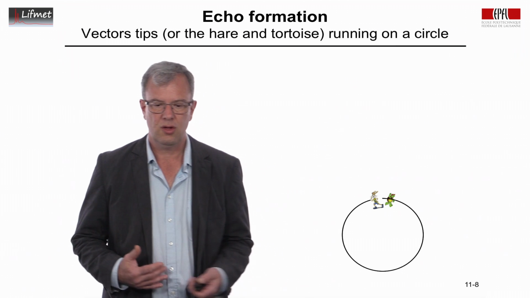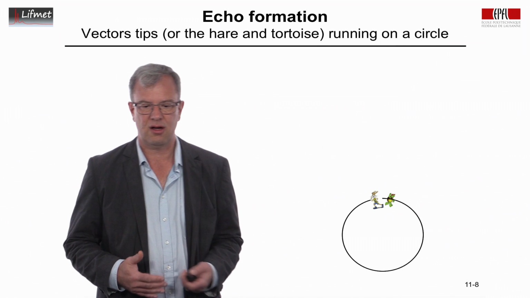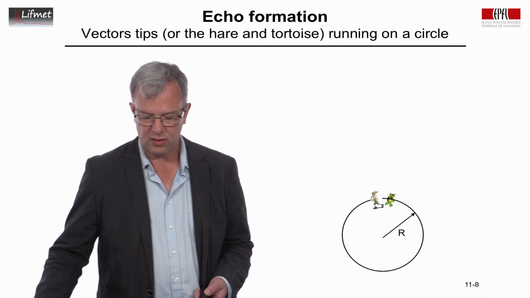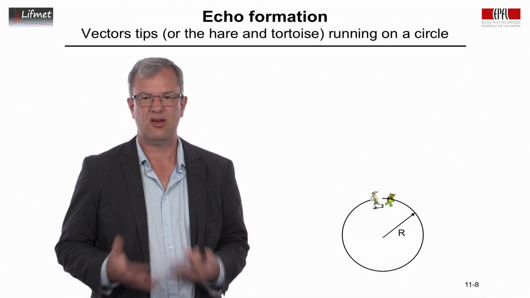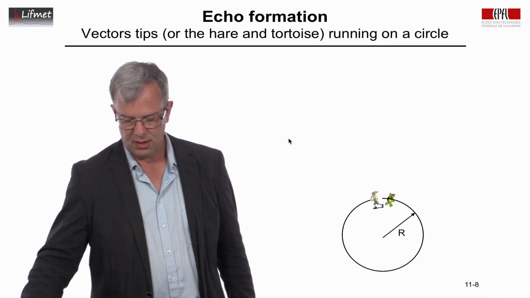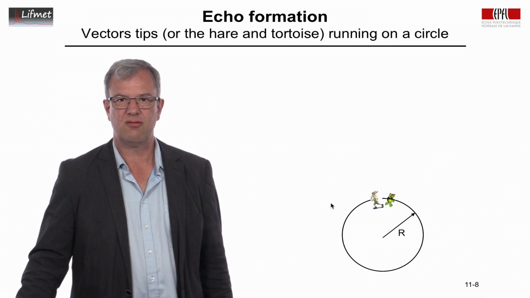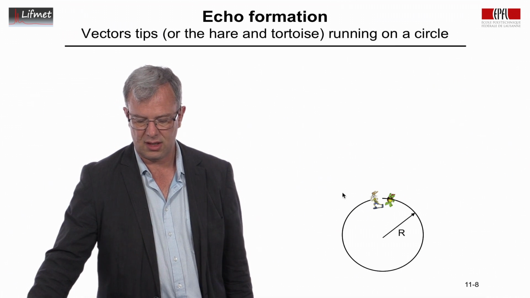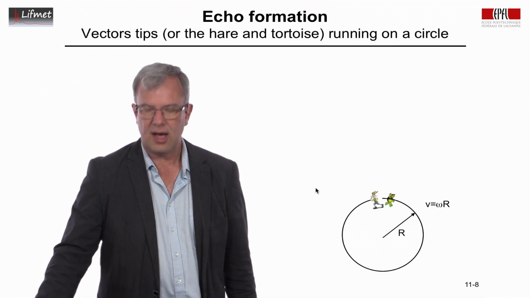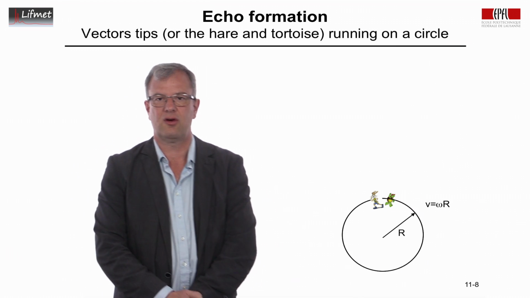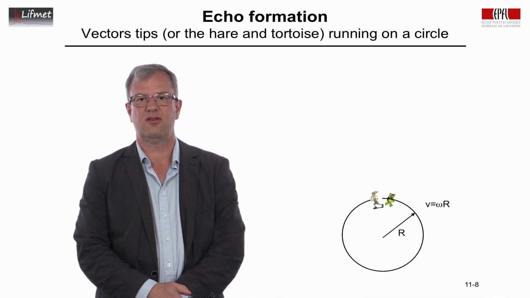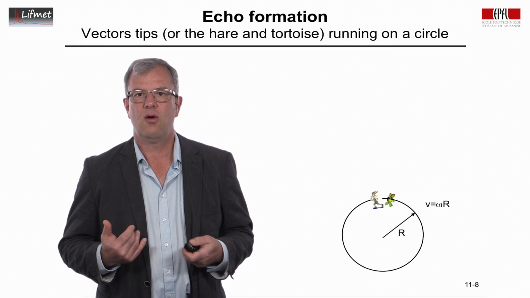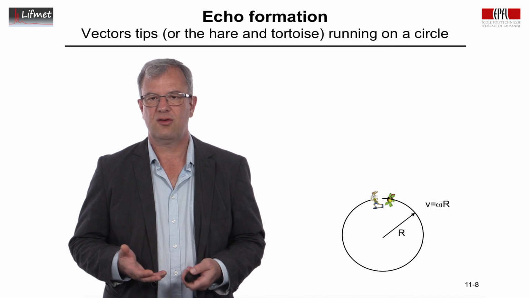And I'm going to now try to take a different approach. So let's try to look at echo formation here under a different viewpoint. What we're going to do here is suppose that the position of our magnetization vectors is represented by a tortoise and a hare. And we're going to make them run on a circle because they're magnetization vectors. The tortoise and the hare represent the tips of magnetization.